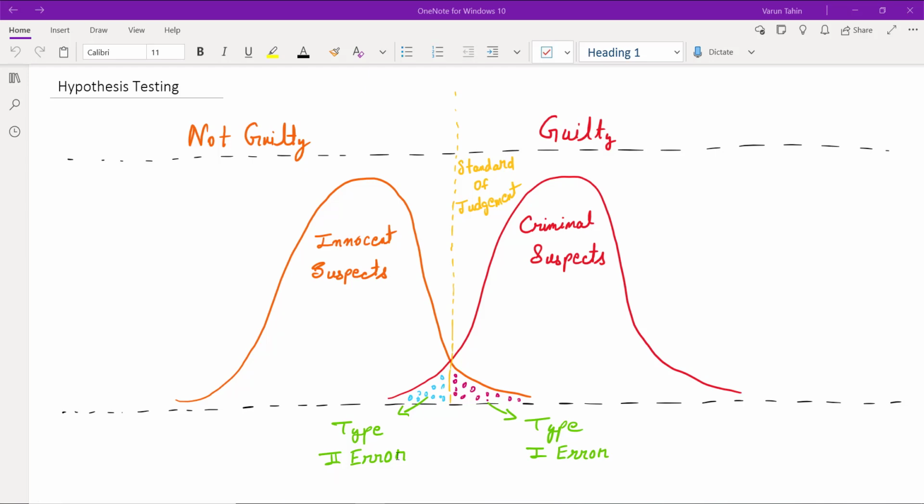Now as we have seen earlier that both are inversely proportional, then reducing the probability of type 1 error may increase the probability of making type 2 error. Now if jury becomes very liberal in acquitting the people on trial, there would be a higher probability that an actual criminal is able to walk free.